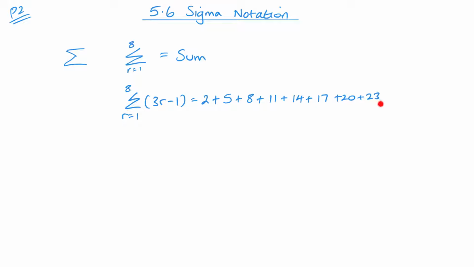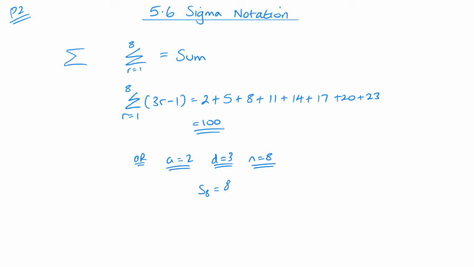Now all I do is add this up, which in this case would give me 100. Obviously, I wouldn't necessarily always write these all out, because if I have a bigger value here, that would be huge. That's where I start to use my formulae from previously. In this one, we would have known that a equals 2, the first term. Our common difference is 3, and n equals 8. So we could find the sum to 8 terms.